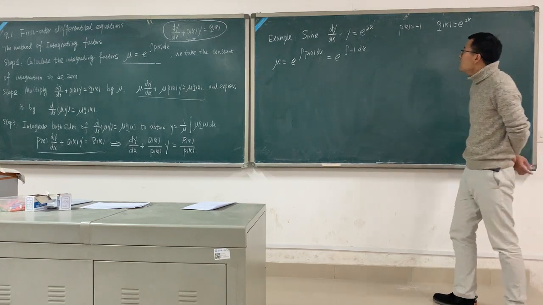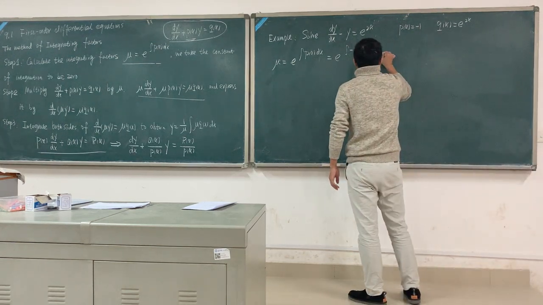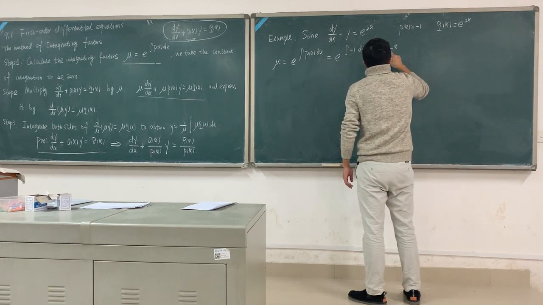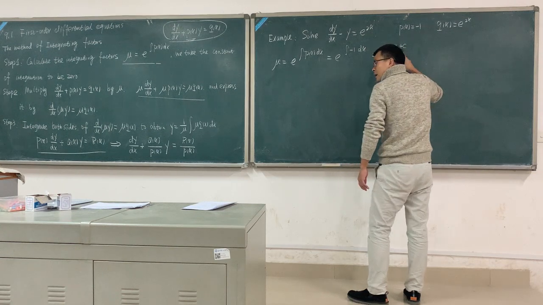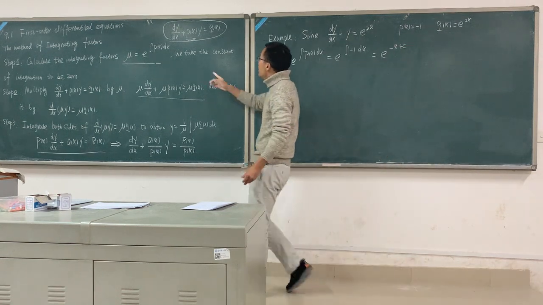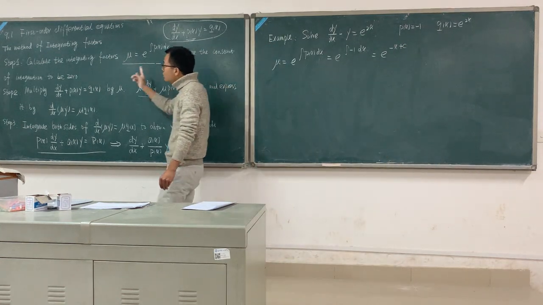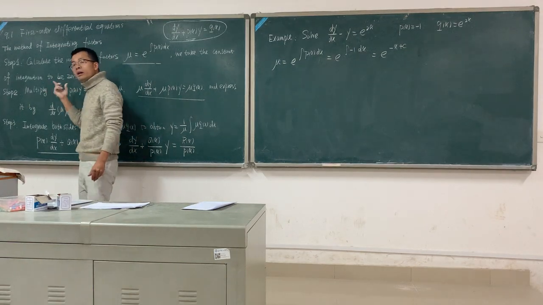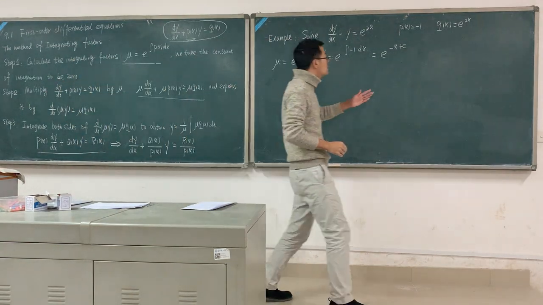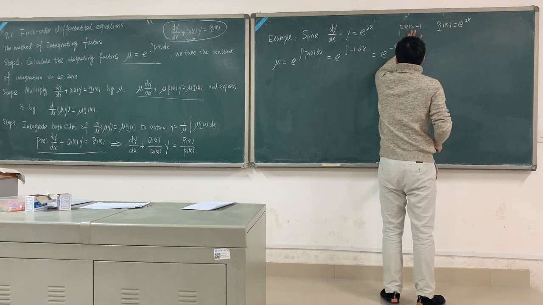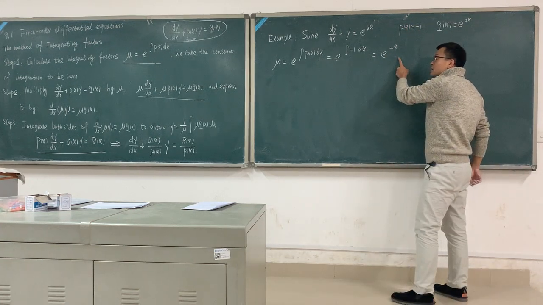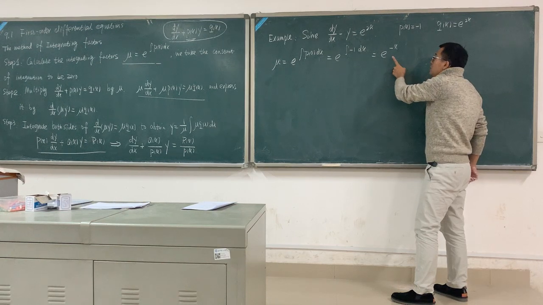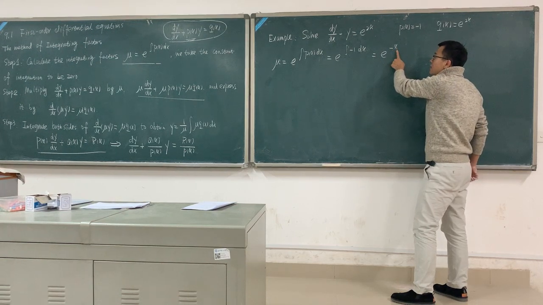Minus x, yeah? So here actually is e to the minus x, because the antiderivative here should be plus c. But here we take the constant of integration to be 0, so we take c equal to 0. So now, in the first step, we compute the integrating factor, e to the power minus x.